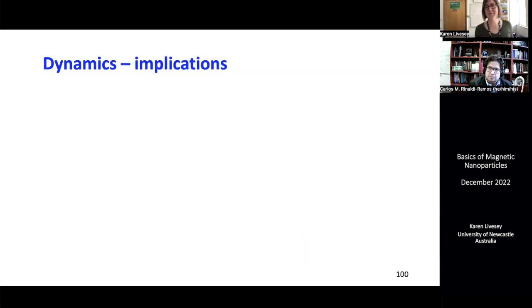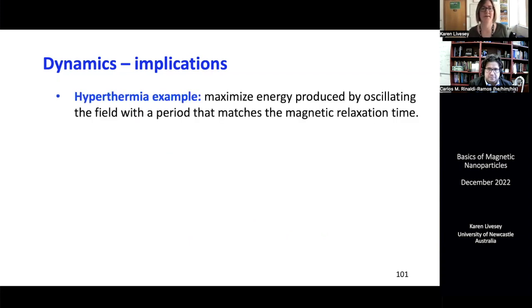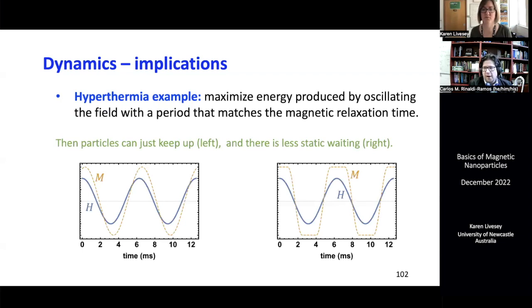All right, let me talk about implications. And this is really a segue to next time. The hypothermia example that I started with, we want to maximize the energy produced. We want to maximize the heat produced from an oscillating field. And understanding the magnetic relaxation time really helps us do that. So I've drawn two plots. These are my sort of made up plots. They're not real data, but I've got an oscillating field, which is the solid line. And then I've got the magnetization following that field.